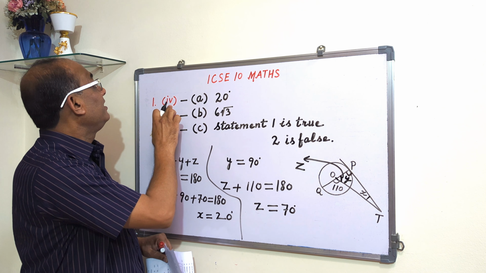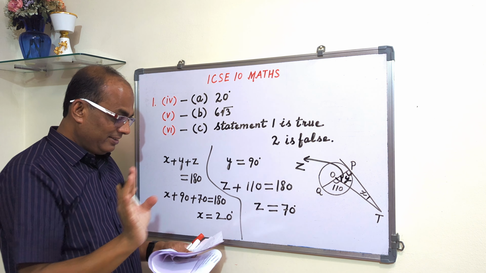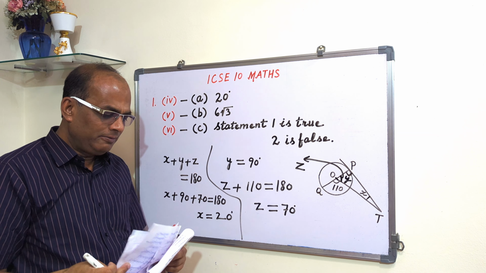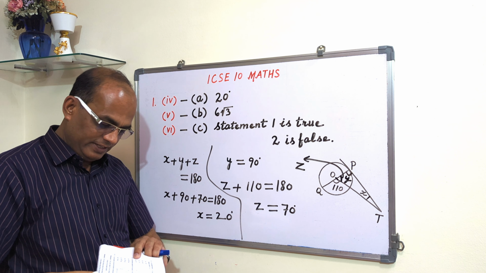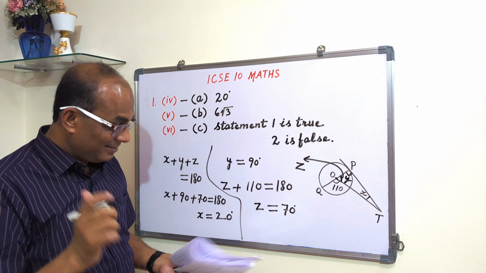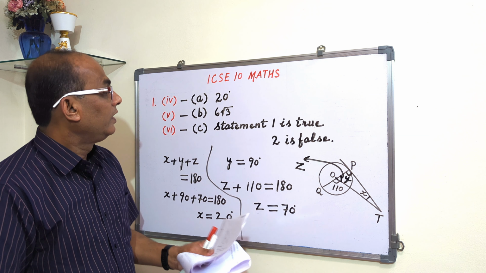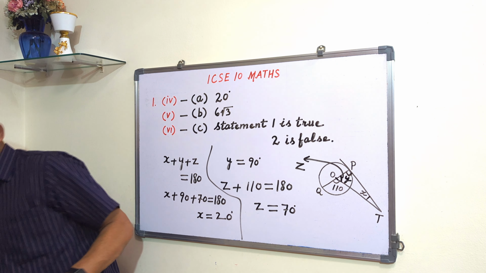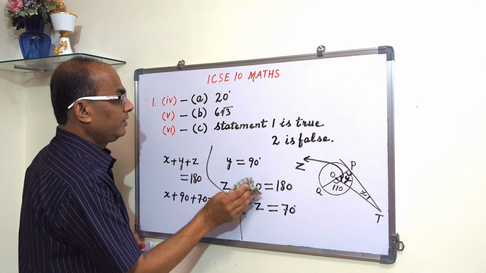And the answer is fourth, option A is correct, because in option A it is given 20 degree. So A, 20 degree is the correct answer. The second approach, you can do like this also.